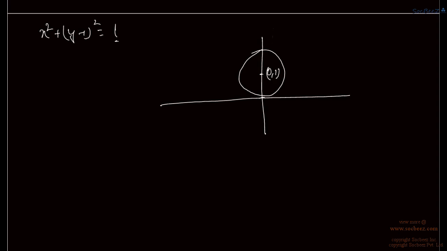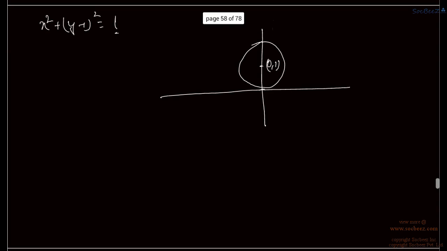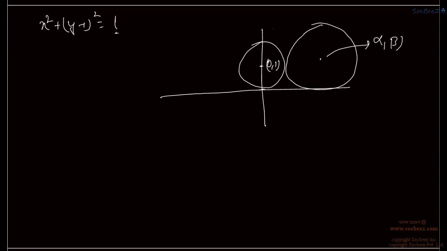And there is another circle which touches the x-axis and also touches this circle. So we have to find the locus of the center of this circle. So let us have a circle which touches the x-axis as well as this circle externally. So the circle must be something like this. Okay, say its center is alpha, beta.